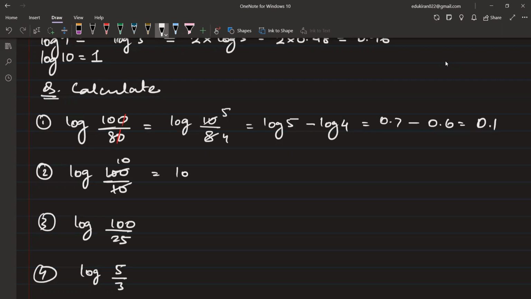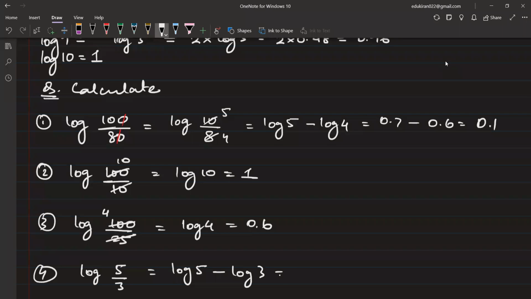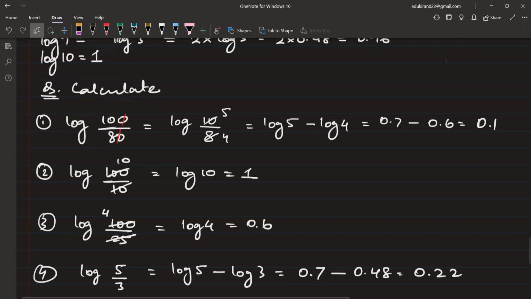Okay, here you have tens directly, so you will get log 10, and log 10 is equal to 1. Here you can just cancel the fours, right? This will be equal to log 4, and log 4 is equal to 0.6. So 5 by 3 is log 5 minus log 3, which is equal to 0.7 minus 0.48, which is equal to 0.22. Okay? So this is how you had to do it.